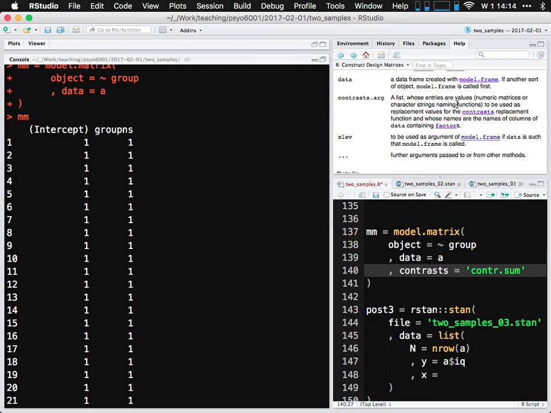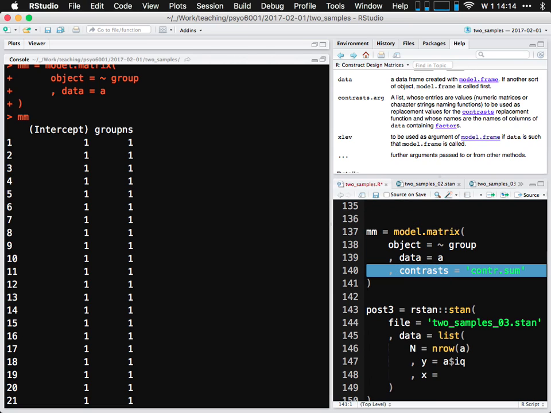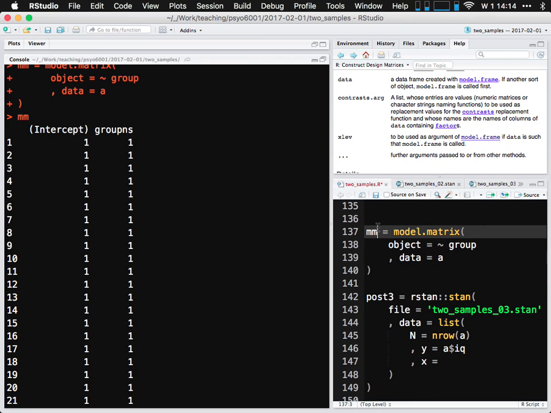A list whose entry values, numeric or character strings, naming functions to be used as replacement for the contrast function. Oh, okay. Yeah, that's going to be a lot of typing. So you can tweak model matrix using the contrasts argument, but that's going to be more typing than I want.